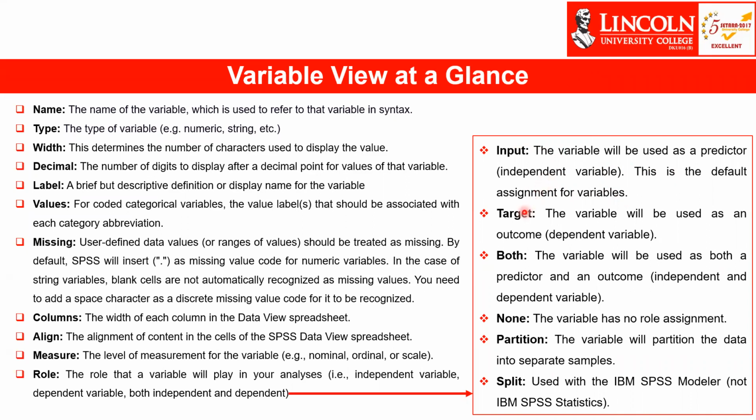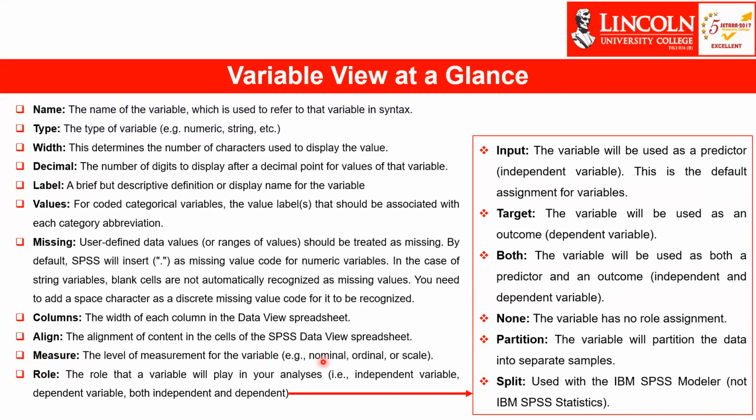When you use target, know that you are taking that variable as an outcome variable or dependent variable. Then we also have both. The variable will be used as both a predictor and an outcome variable, so you are using it as independent and dependent variable. None, the variable has no role assignment. Partition, the variable will partition the data into separate samples. And lastly, split, used with IBM SPSS Modeler, not IBM SPSS Statistics. So these are the options you have under role.